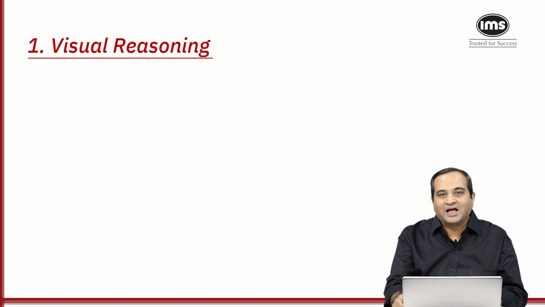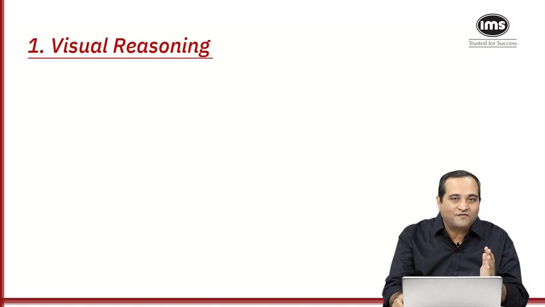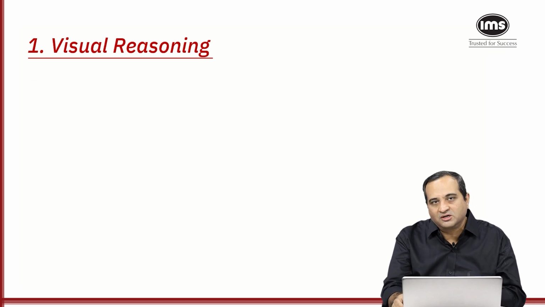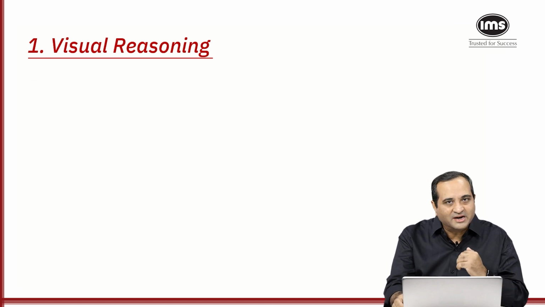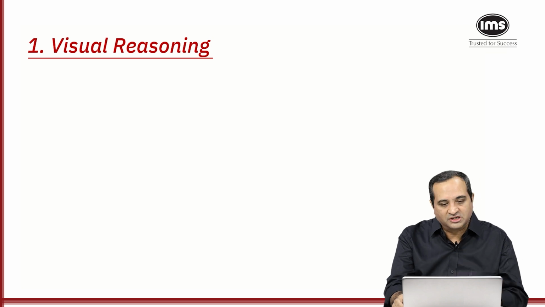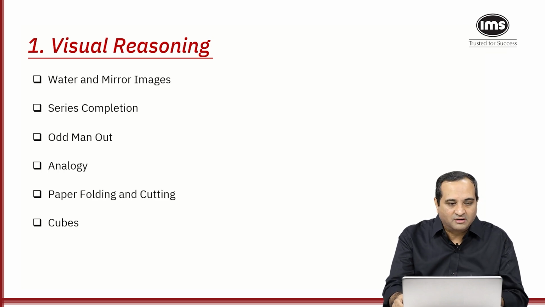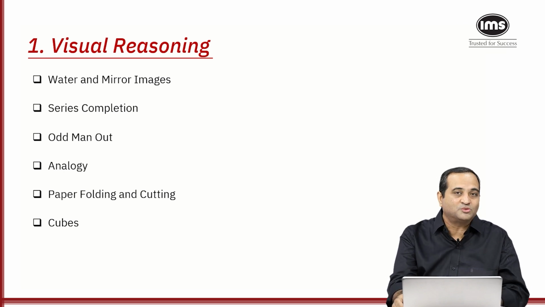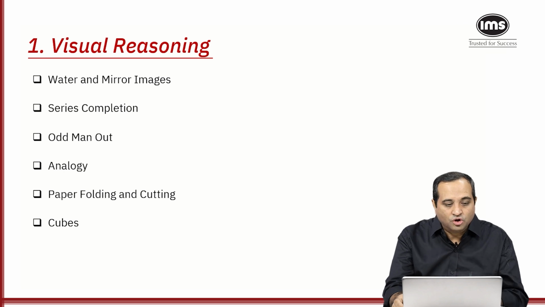Now, let us look at the 3 different types of LR questions that you get. I have categorized the questions into 3 parts. The first part is visual reasoning. The second part is verbal reasoning. And the third part is analytical reasoning. Under visual reasoning, these are the topics that you normally get. You get questions based on mirror and water images, odd one out, completing the series, paper folding and cutting, and questions on cubes.